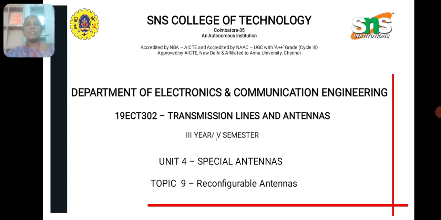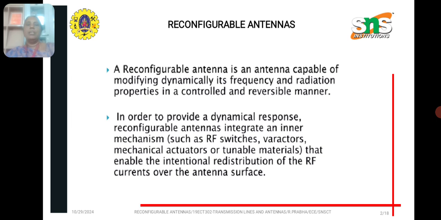In this video, we will discuss special antennas, that is, the reconfigurable antenna. A reconfigurable antenna is an antenna capable of modifying dynamically its frequency and radiation properties in a controlled and reversible manner. In order to provide a dynamical response, reconfigurable antennas integrate an inner mechanism such as RF switches, varactors, mechanical actuators, or tunable materials that enable the intentional redistribution of the RF currents over the antenna surface.